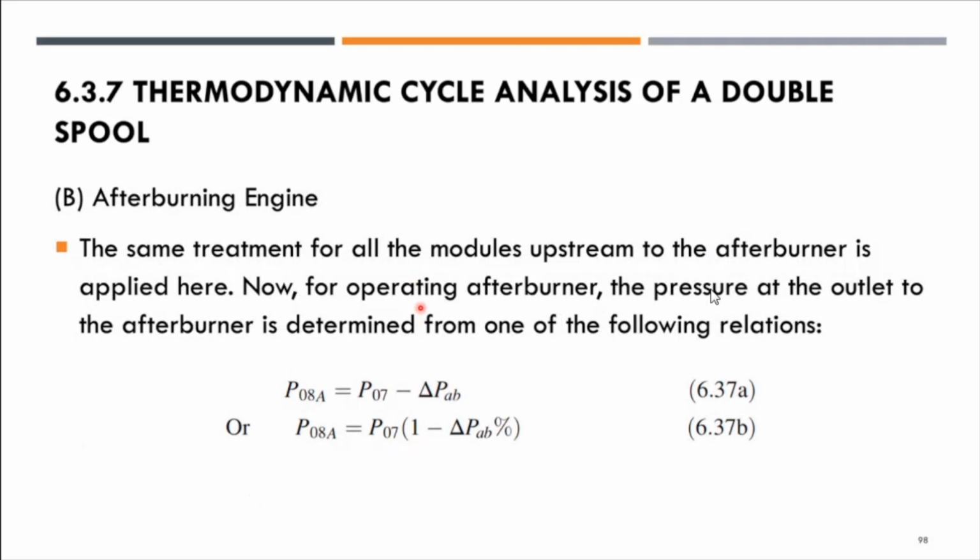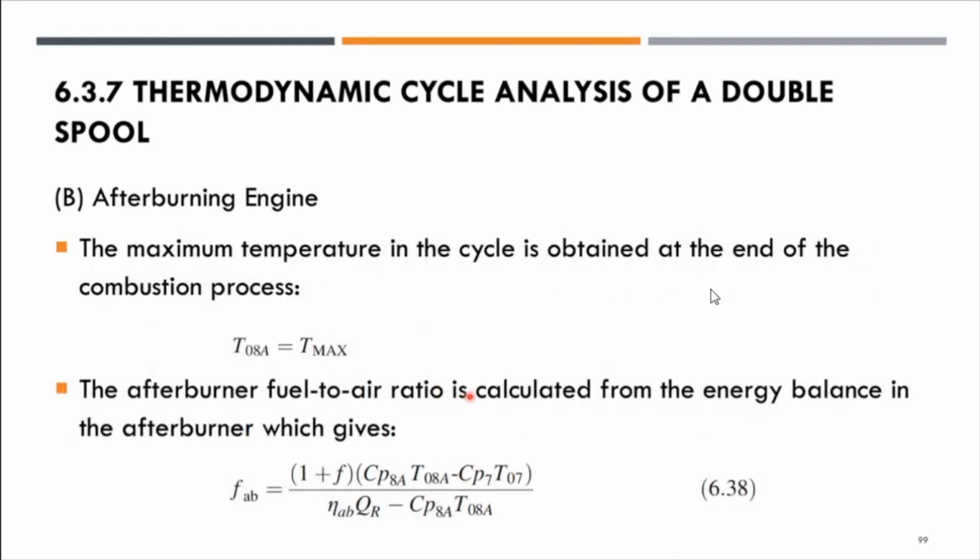In the case of afterburning, just now is without afterburning, the same treatment for all the modules upstream to the afterburner is applied here. And now, for operating afterburner, the pressure at the outlet to the afterburner is determined from this equation, P08A (A stands for afterburner) equal to P07 minus delta PAB. All right. The maximum temperature in the cycle is obtained at the end of the combustion process. Okay, so that's where T08A is the Tmax.